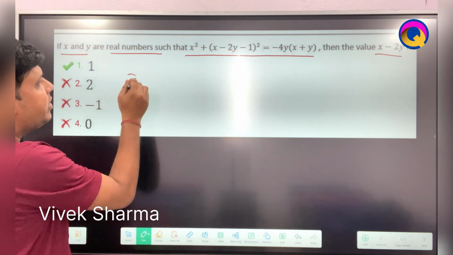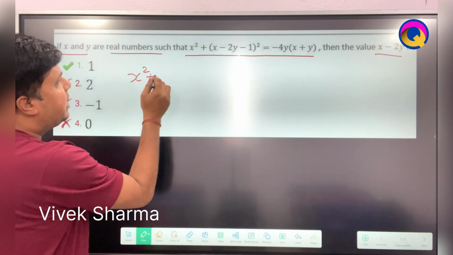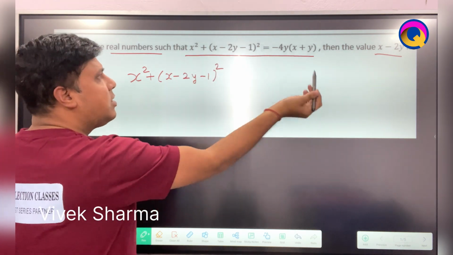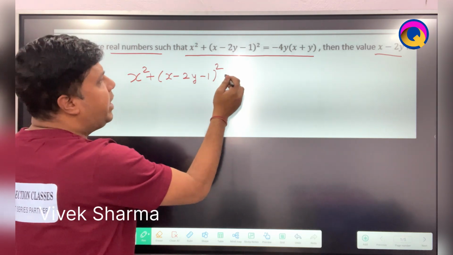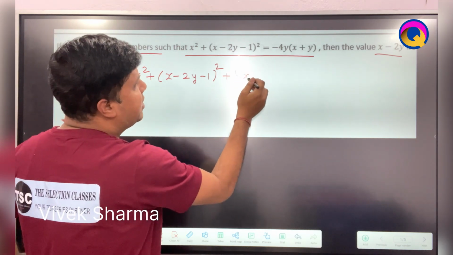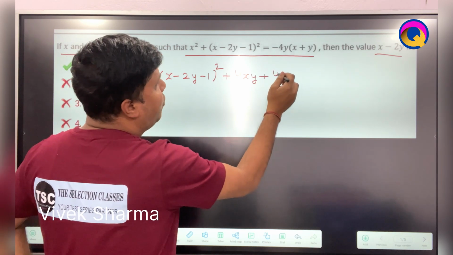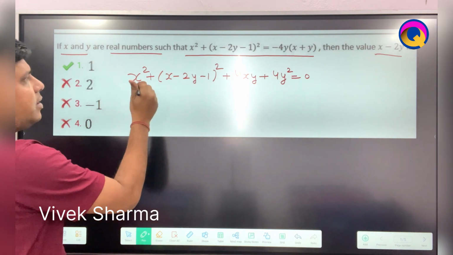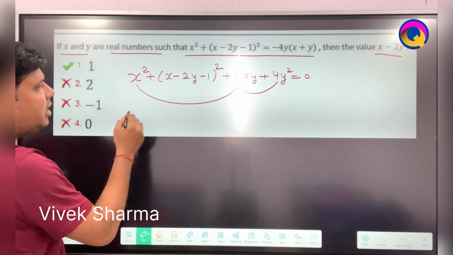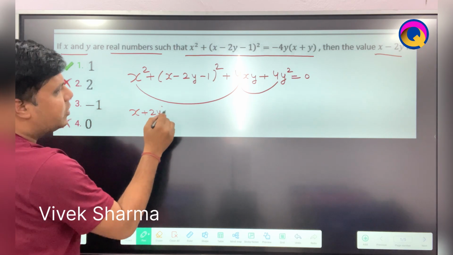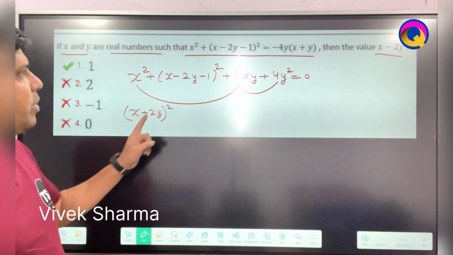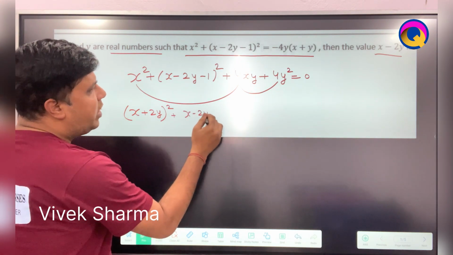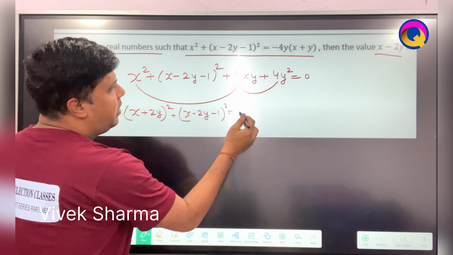So if I try to just rearrange the equation, (x squared plus x minus 2y minus 1) whole square, and taking the things on the right hand side to the left hand side, we will be having plus 4y, or we can say 4xy plus 4y squared, it is going to be 0, right? So if we consider these three terms, these are making (x plus 2y) whole square, right? x squared plus 4y squared plus 4xy, plus (x minus 2y minus 1) whole square, it is 0.